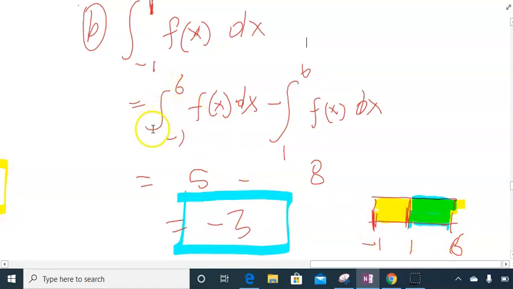So then we're doing the integral from -1 to 6 of f of x dx minus the integral from 1 to 6 of f of x dx. Same f of x dx. And so that would be equal to 5 minus 8, which is equal to -3. So -3 is the solution for the integral from -1 to 1 of f of x dx.